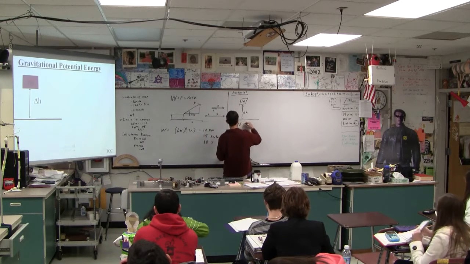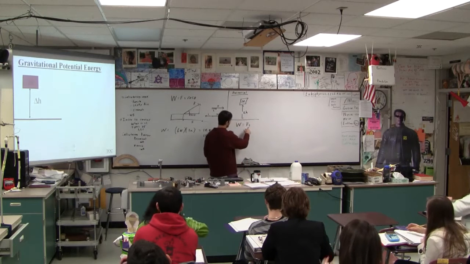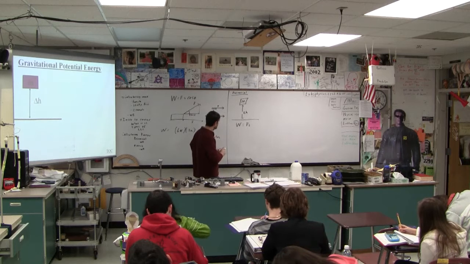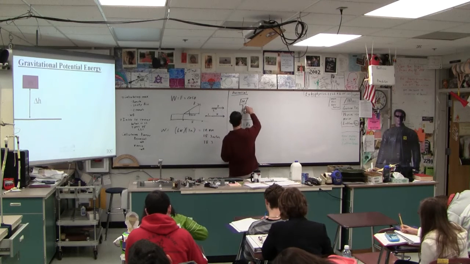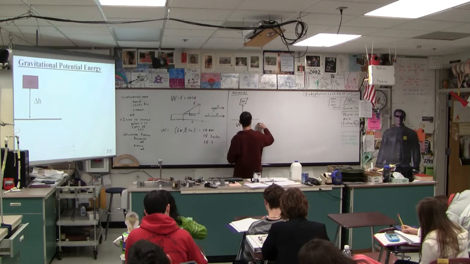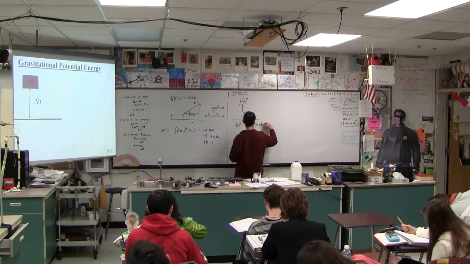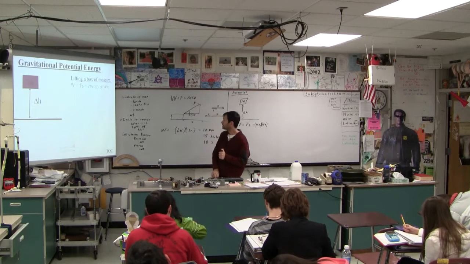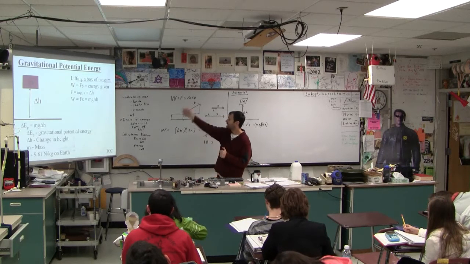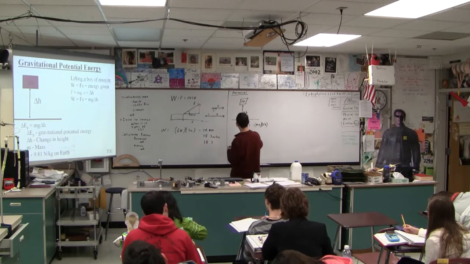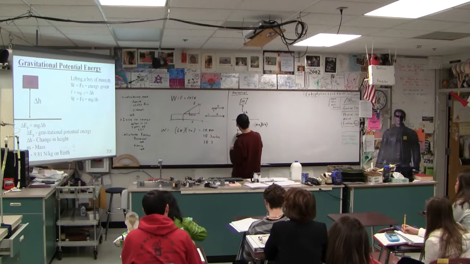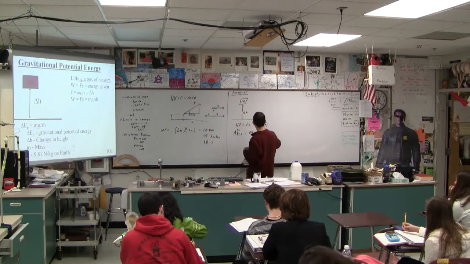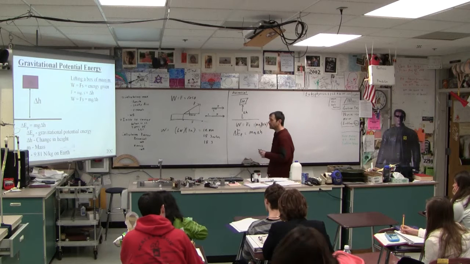Work is force times distance, right? And then I'm going to ignore the cos theta because we're pushing it in the direction it's moving. And then the force here is just mg. And the distance is delta H, right? And so we end up with this very nice formula right there, okay? And they write it this way. They write the change in potential energy is mg delta H.